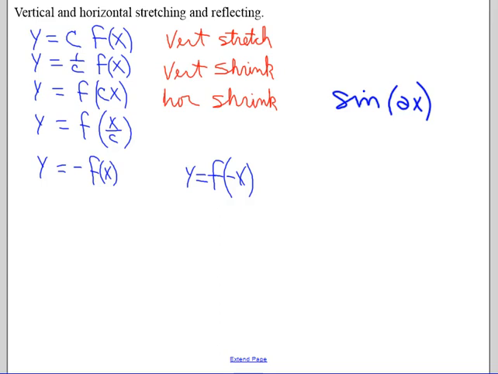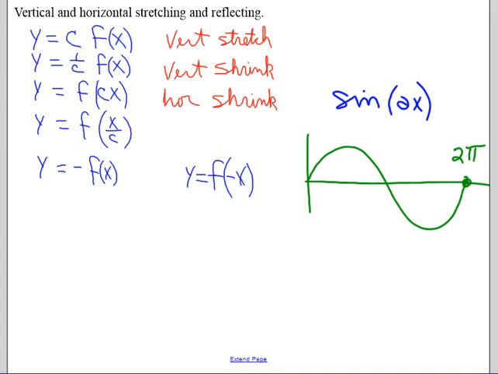For example, sine of x. Sine of x looks like this, looks like that. How long does it take to get out to the end here? Yep. And so this one is going to do the same pattern, but it's going to take half as long. So I'll get that.